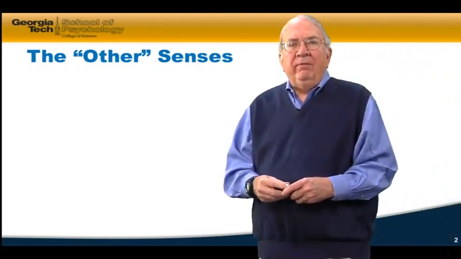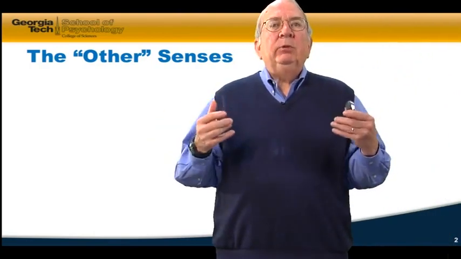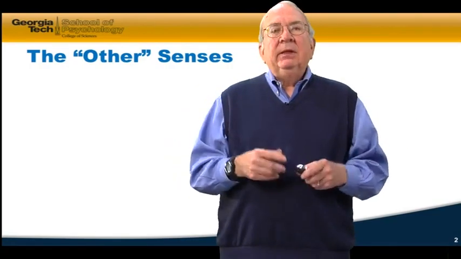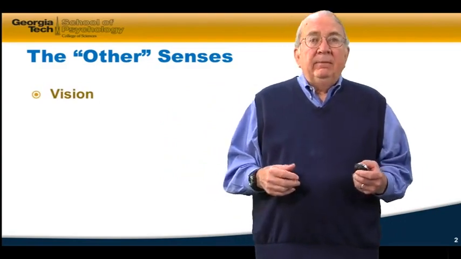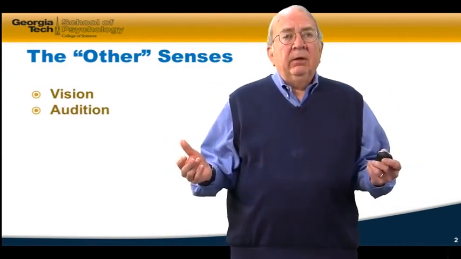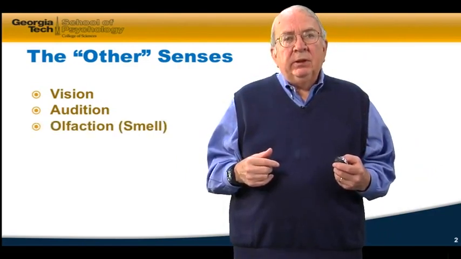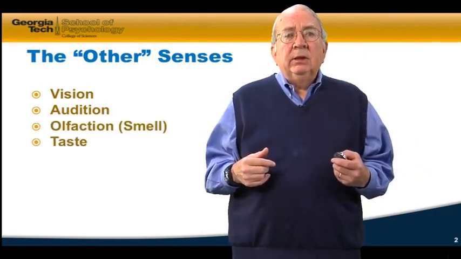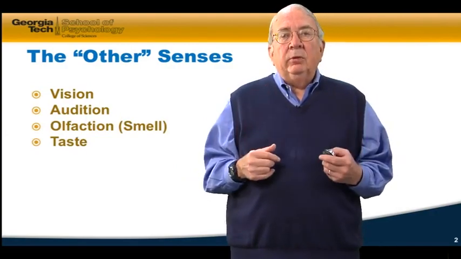In the last video, we talked about vision, and this time we're going to talk about the other senses, the other ways in which we can gather information from the environment and send it to the brain so it can be interpreted. First, we have vision. We talked about that in the last video, but we also have the sense to be able to hear things in the environment, the sense of audition. We have two chemical senses, the sense of smell and the sense of taste, that actually detect chemical molecules.